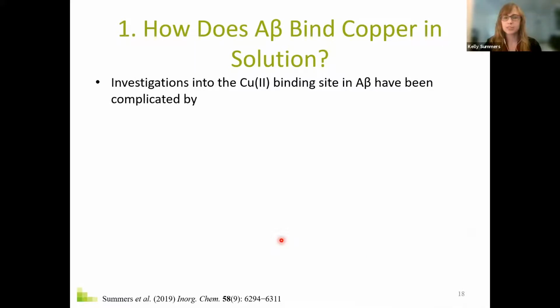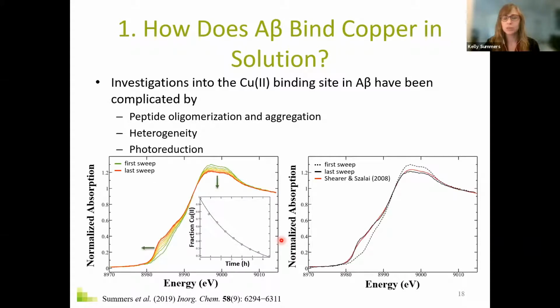Unfortunately, investigations into the copper binding site in A beta have been complicated for a number of reasons. The major one is that it's very difficult to study the full-length peptide because it has a tendency to oligomerize and aggregate. There are also problems with heterogeneity. As I mentioned, there are a couple of different components that exist at different pH, so that of course complicates things. And photoreduction is also a big one, specific to X-ray absorption spectroscopy. So I just want to illustrate what happens.